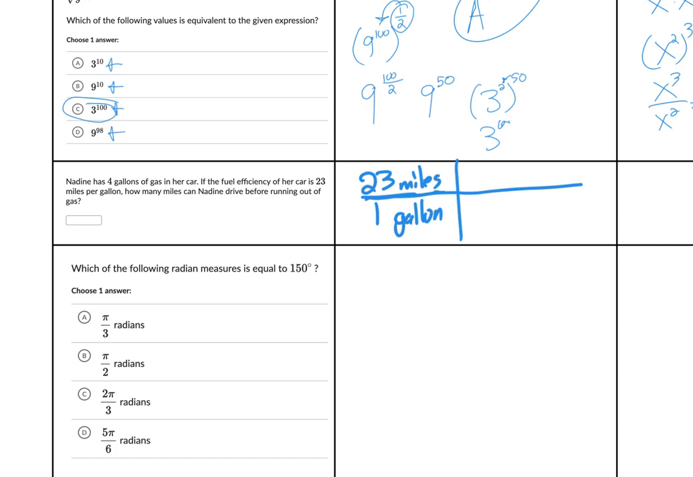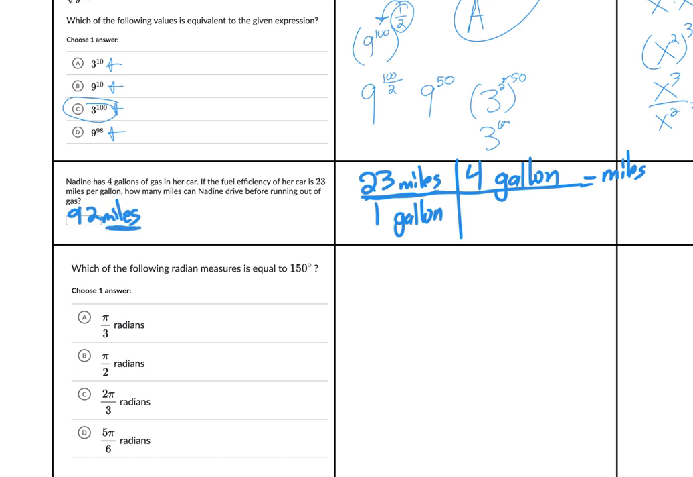4 gallons, I want to end up with an answer of miles, and so I need the miles to be left and the gallons. All we're really doing here is 23 times 4. And that gives me 92. So 92 miles. And I think when you enter these, you don't write units at all. Usually the units are sometimes written off to the side.